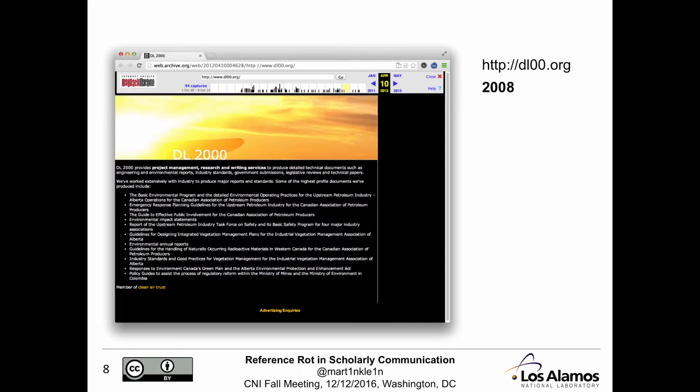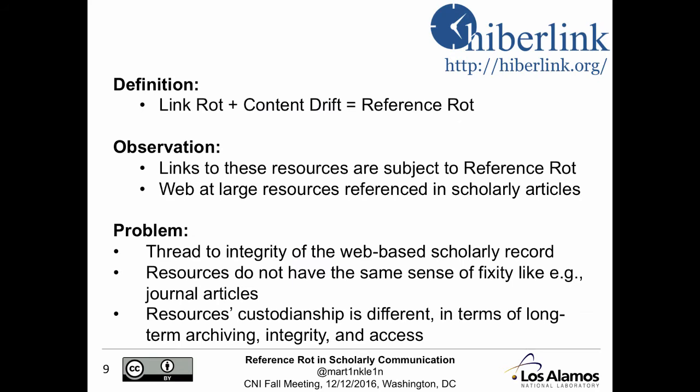Since 2008, the page looks like this, and they promised to do some fancy project management for you, believe it or not. So the point is, as we all know, resources on the web are dynamic. Not only do they come and go, but their content changes. Like this one. A possible theory is that someone did not re-register the domain, dl00.org, someone else took over and published content that has nothing to do with the original intention of that canonical website of the conference anymore. So, briefly summarizing the first few points, the definition of reference rot is the combination of link rot and content drift. That's the first definition. The observation is that those resources are subject to reference rot, right? They change and they go away.